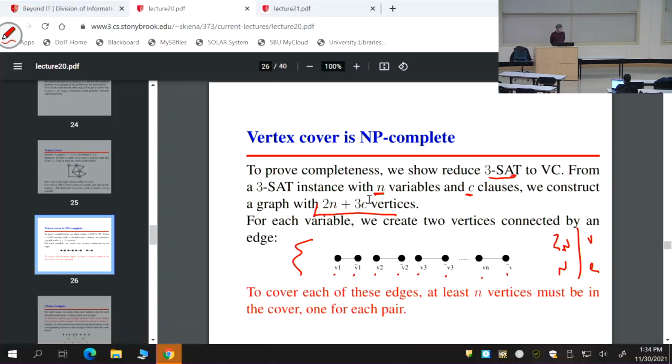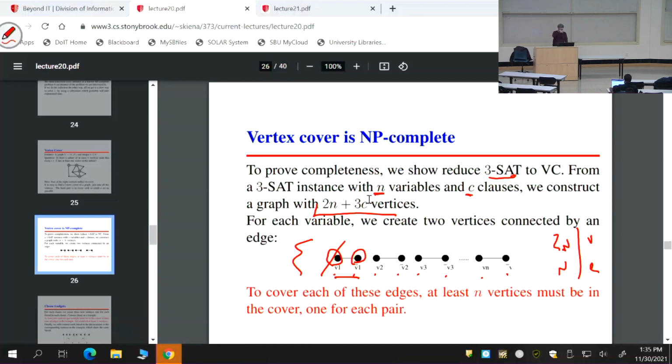Yeah? N. Why is it n? In order to cover this edge, I've got to do what? I've got to either pick this or I've got to pick that. Does everybody see that? I could pick both of them, but that's not necessary, right?